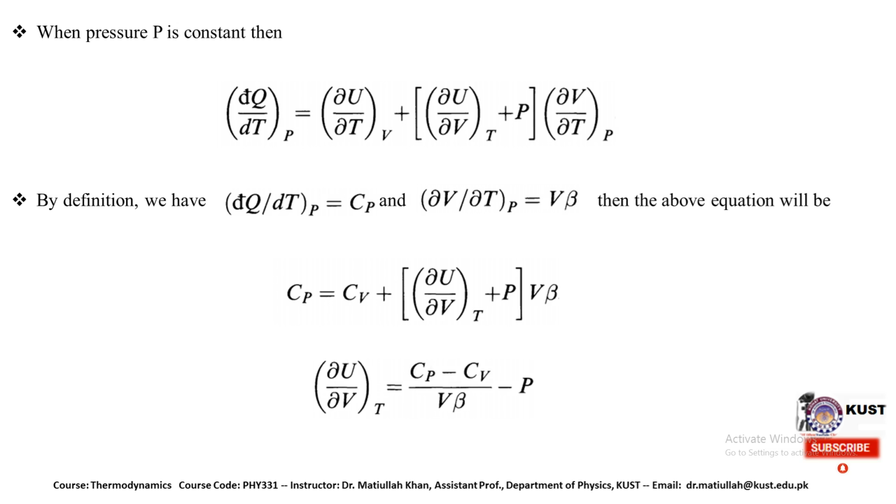So we can modify the same equation and simplify it to a new form: the change in internal energy with respect to volume when temperature is constant is equal to (Cp minus Cv) divided by V beta, minus P.